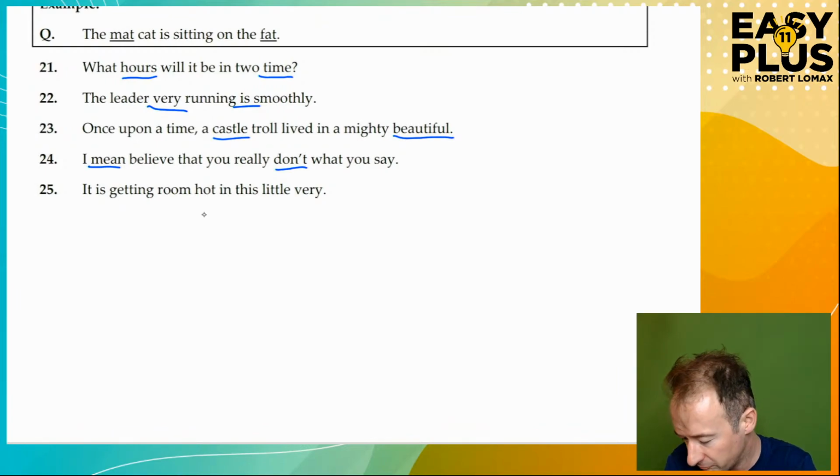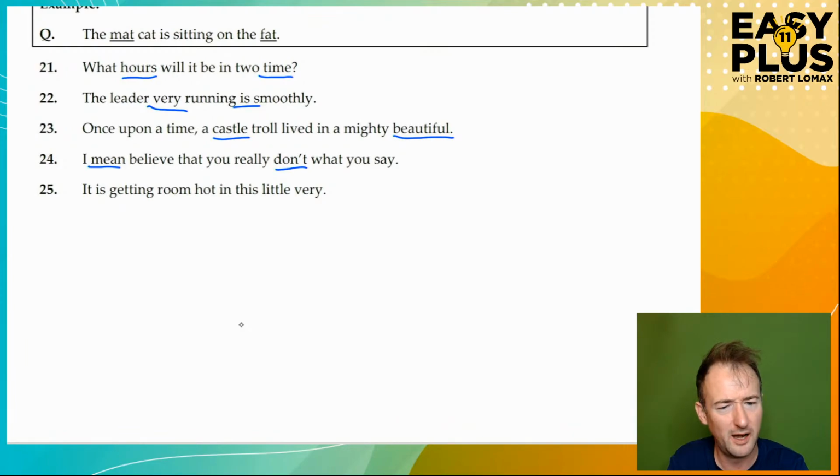It is getting room hot in this little very. Yes. It is getting room. It's got to be room, hasn't it? It is getting hot room. It is getting in hot room. It is getting this hot in room. It is getting little hot in this room very. It is getting very hot in this room. Okay, I'm systematic. I try one thing at a time. And the answer falls out nicely at the end.